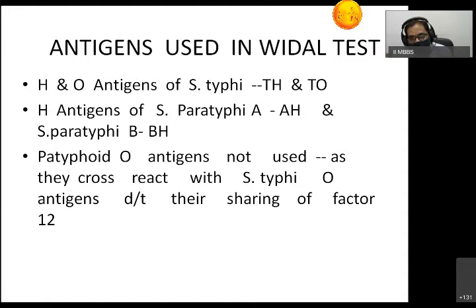So the total antigens which we are going to use are, separately, H antigen of Salmonella Typhi, H antigen of Paratyphi A, and Paratyphi B, correct. O antigen only of Salmonella Typhi is used because there is cross sharing with the other species.